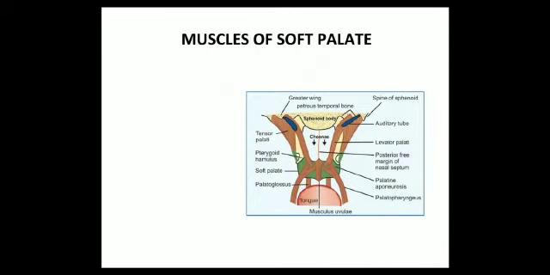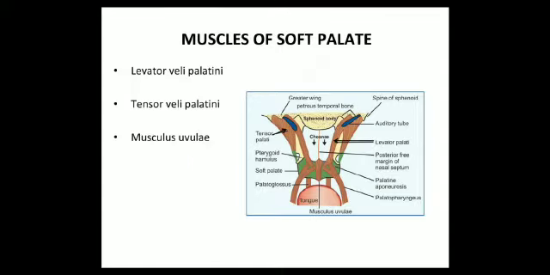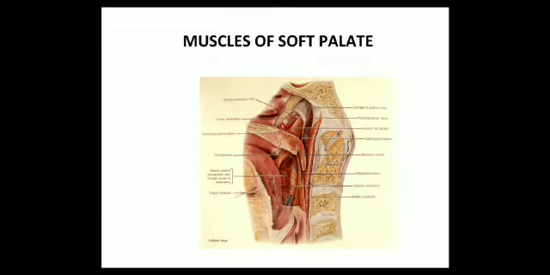So, the muscles of the soft palate include 5 pairs of muscles, that is levator veli palatini, tensor veli palatini, musculus uvulae, palatopharyngeus and palatoglossus. In another view we can observe these muscles, that is tensor veli palatini, levator veli palatini, musculus uvulae, palatopharyngeus and palatoglossus.